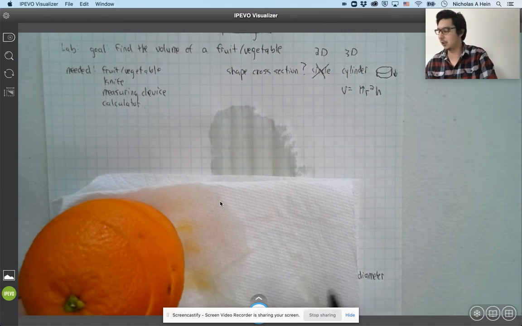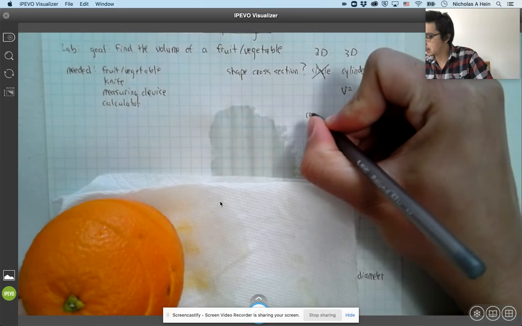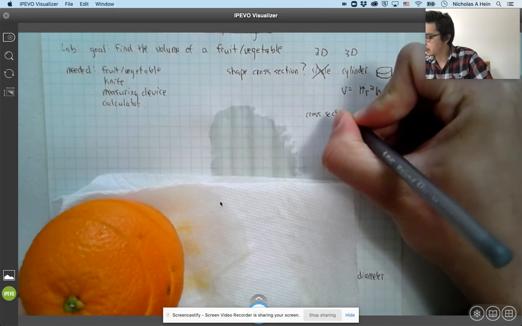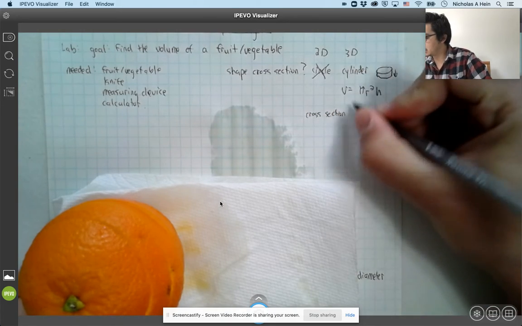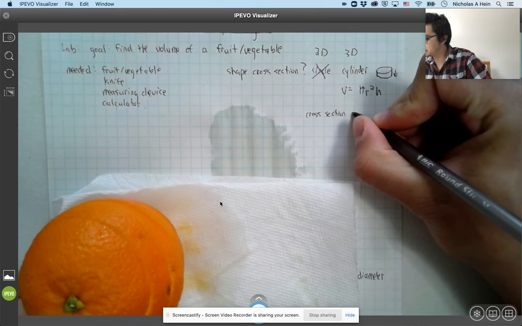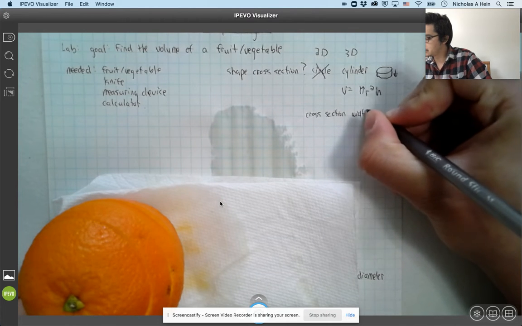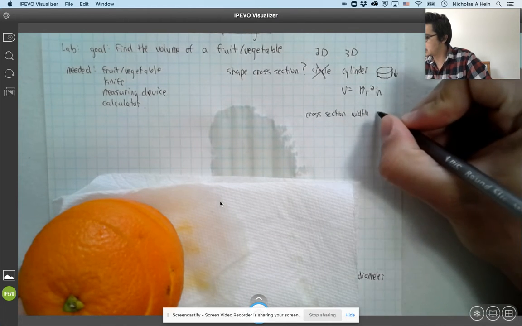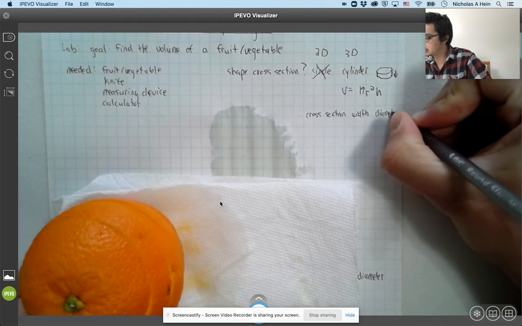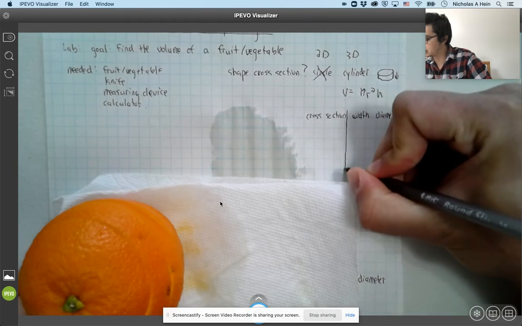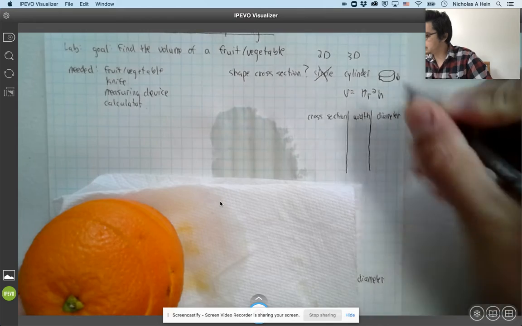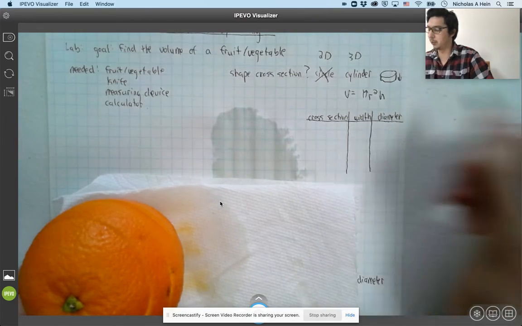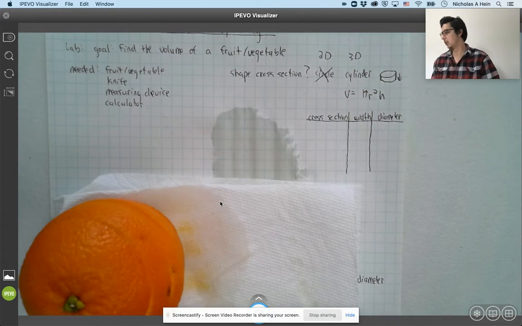Let me measure these for you so you can do the lab. All right. So let's do cross section. I'm going to measure the diameter, or the width, of every cross section. That should help you calculate the volume for number one. Okay. So here we go.